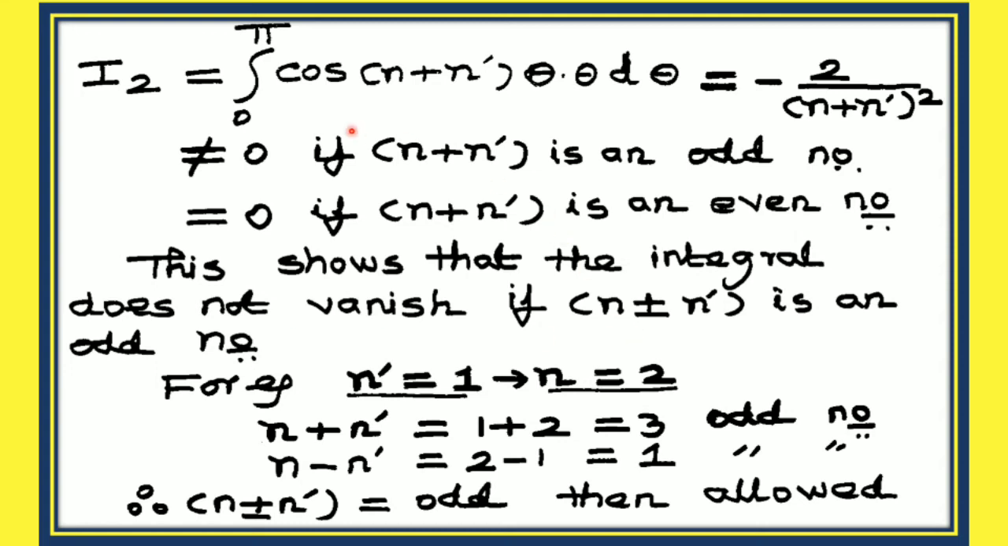odd number இருக்கும்போது, அதாவது sum of n plus n prime அல்லது difference of the quantum numbers is an odd number இருந்துச்சுன்னா the integral does not vanish, therefore the transition is allowed.